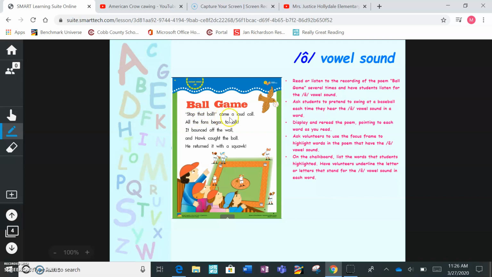Stop that ball, came a loud call. All the fans began to talk. It bounced off the wall, and Hawk caught the ball. He returned it with a squawk.